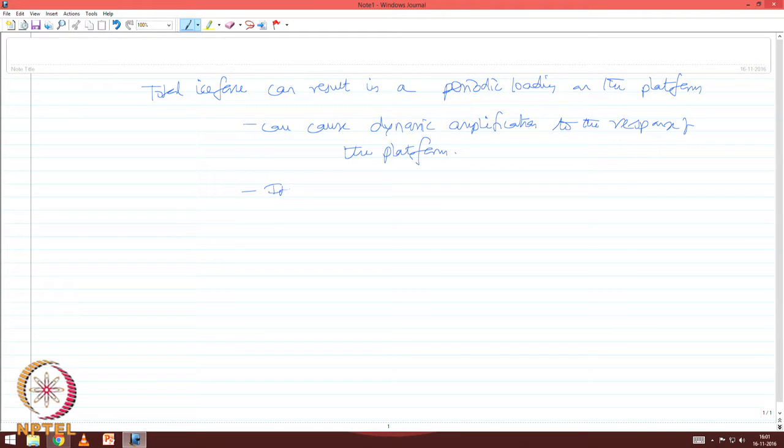It becomes more serious, it becomes more important for flexible structures. To be very specific, it is very important for compliant structures. The next question that comes in the designer's mind is how codal provisions handle ice loads.